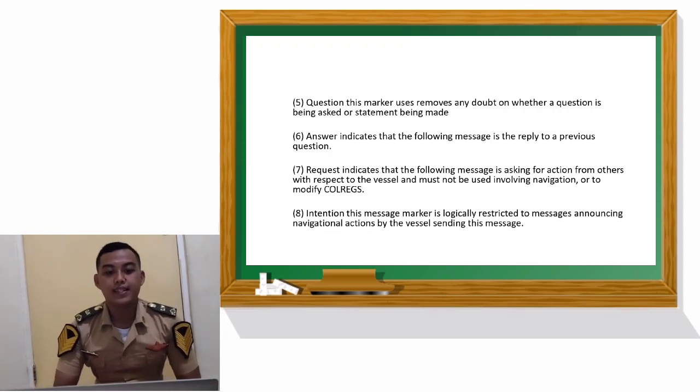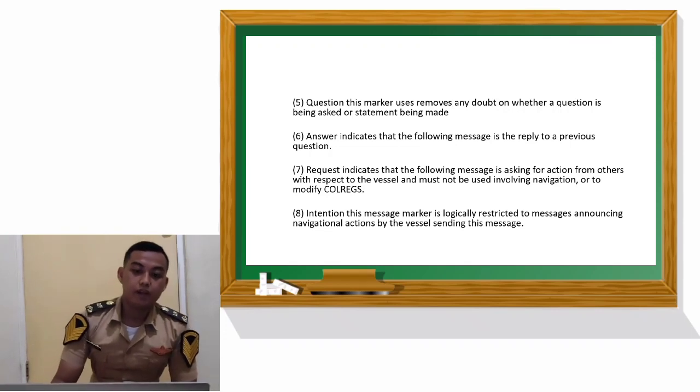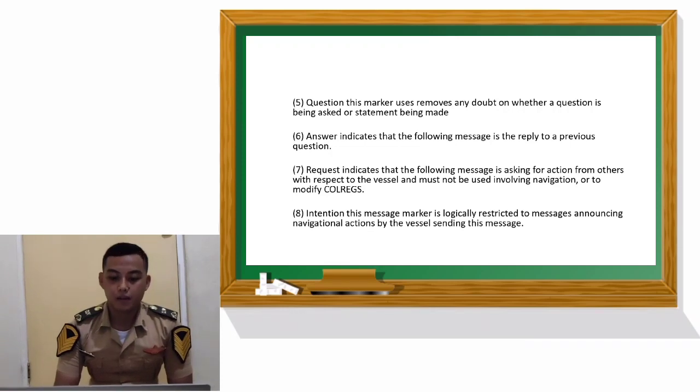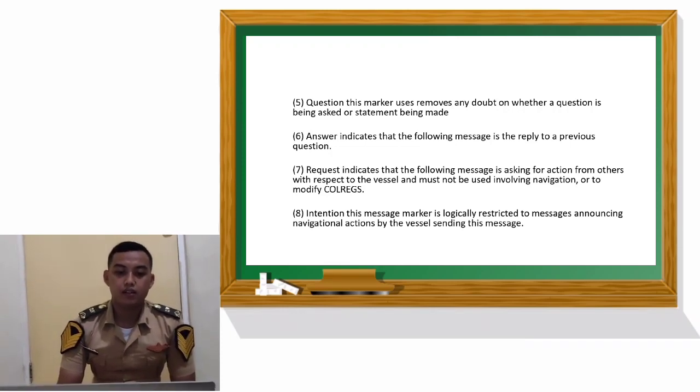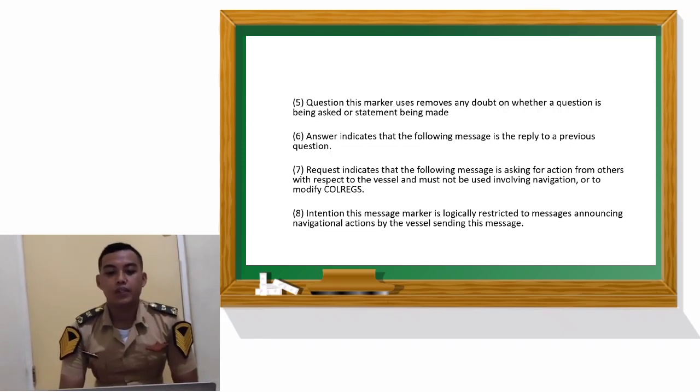Request. Request indicates that the following message is asking for action from others with respect to the vessel. For example, request: I require a tug. And then intention. Intention indicates that the following message informs others about immediate navigational action intended to be taken. For example, intention: I will reduce my speed.